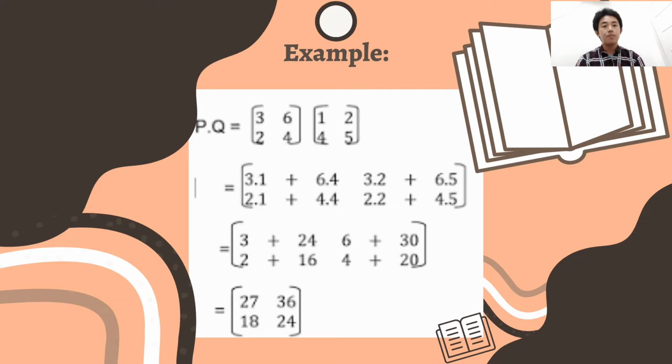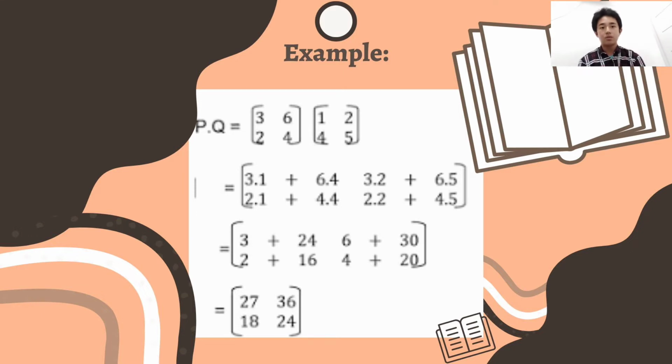That is the same. So we're going to times the second row from P matrix with the second column of Q matrix. So 2 times 2 and 4 times 5. Now we already get the number that we're going to times with. So we got 3 times 1 equals 3 plus 6 times 4 equals 24. And 3 times 2 equals 6 plus 6 times 5 equals 30.